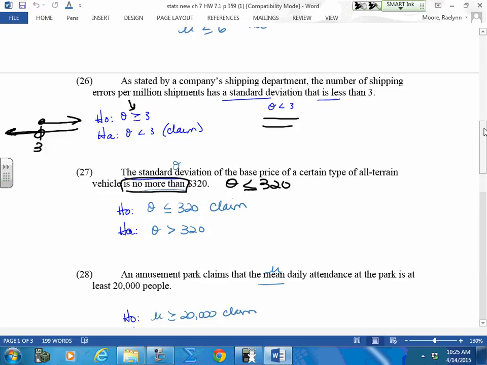It's got to say equal to. Equal to puts it in HO. Less than or equal to, greater than or equal to, equal to. It's got to have the equal to to be an HO, otherwise it's an HA. Okay, let's just get through these last two.